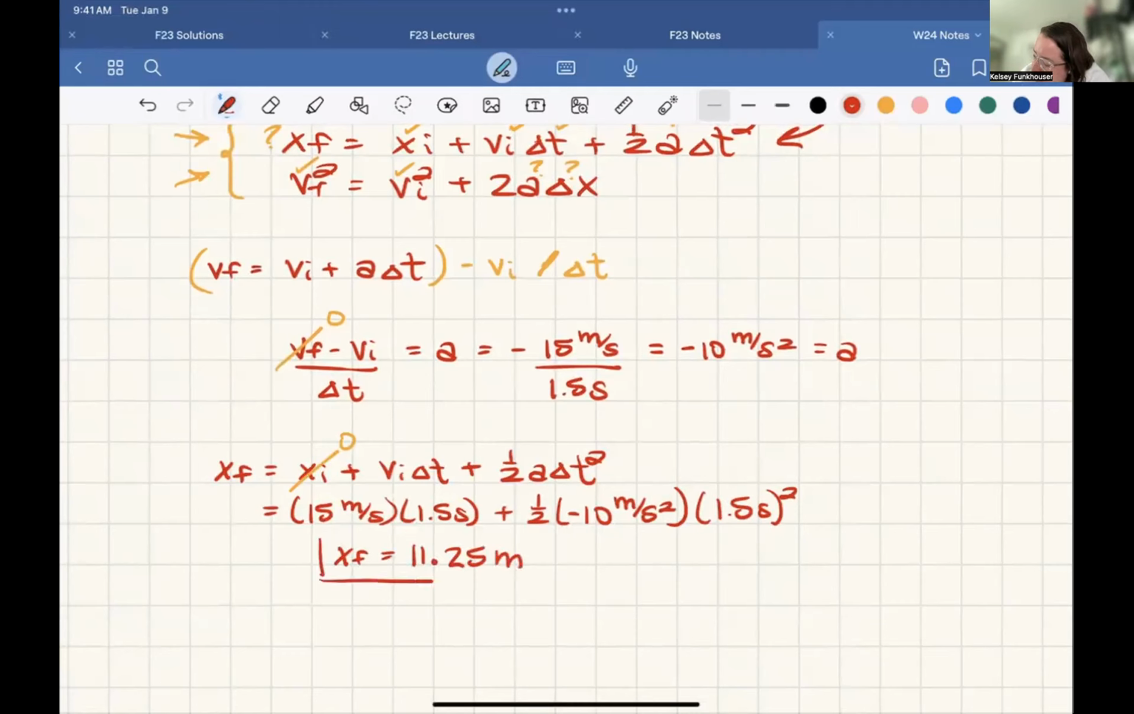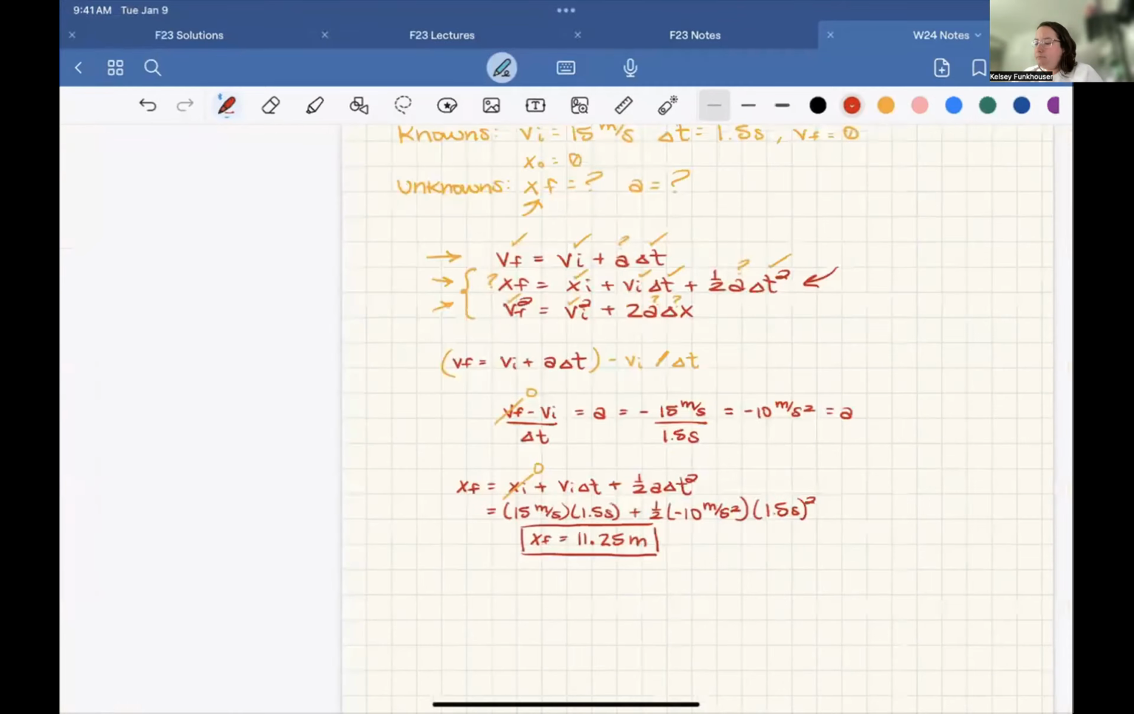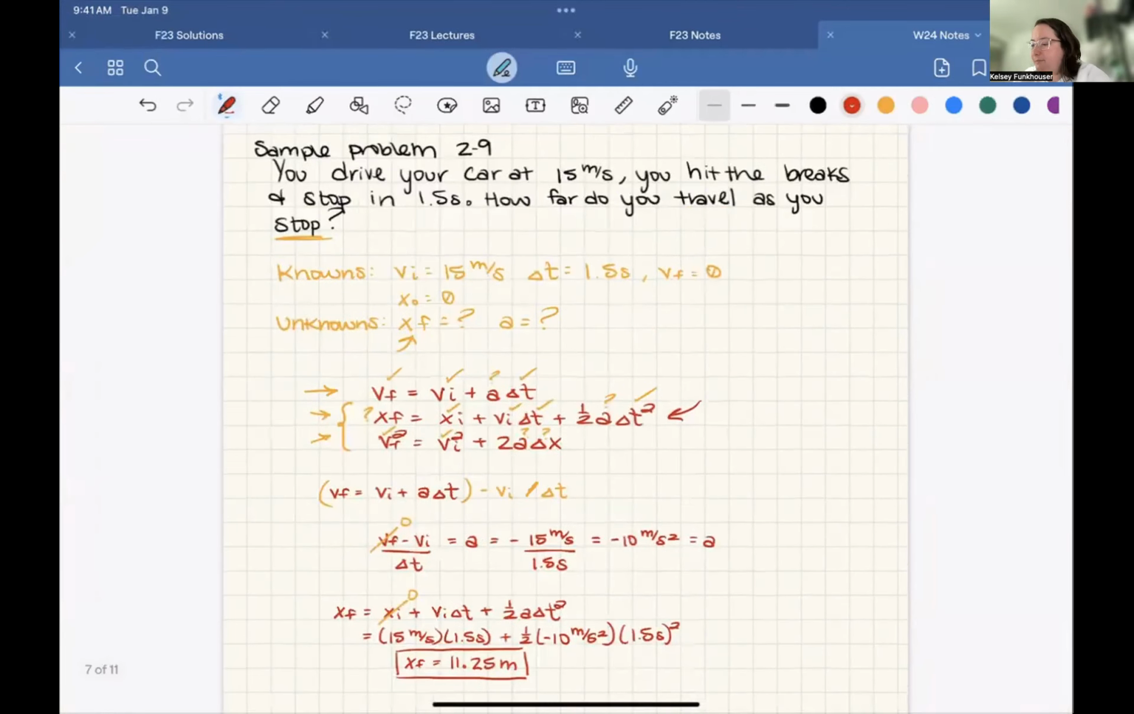So that's how far you travel once you put on the brakes. That's how far you travel in that 1.5 seconds.